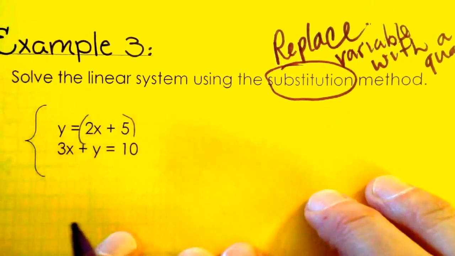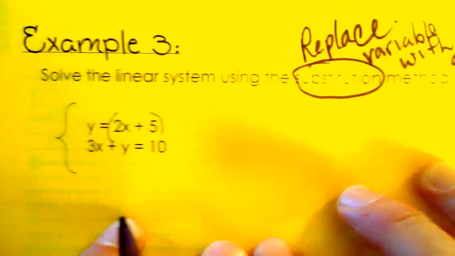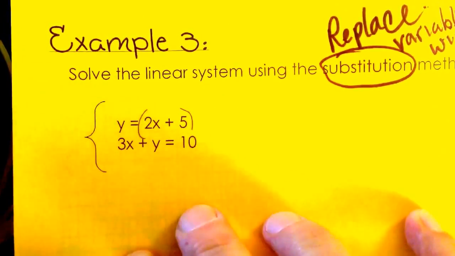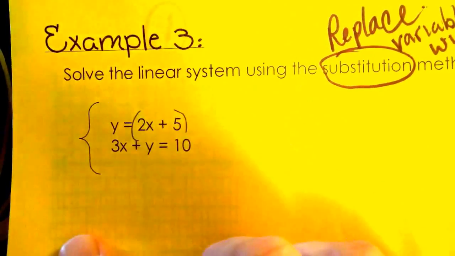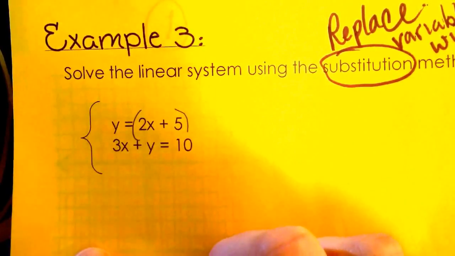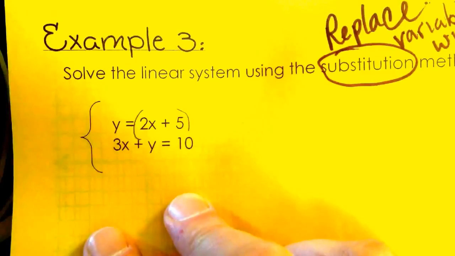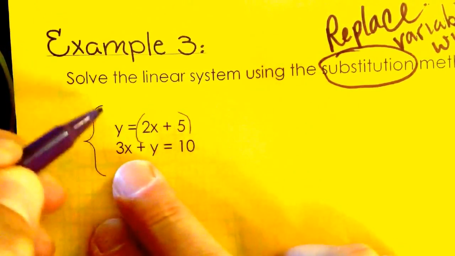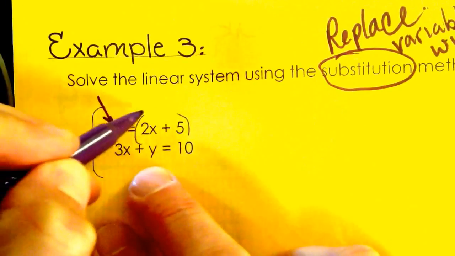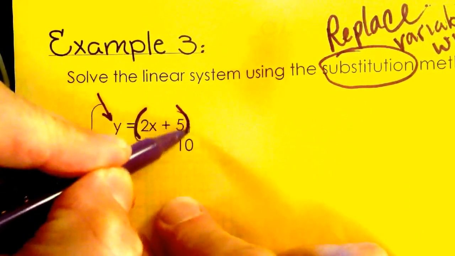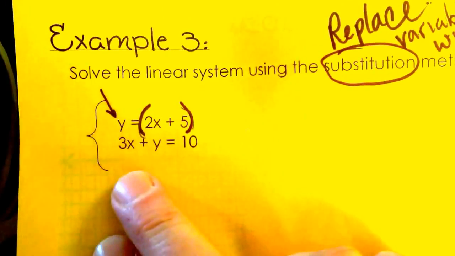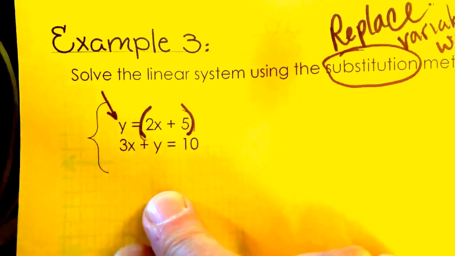So let's take a look at the two equations that we have here. I want you just to look at them and notice what we're looking at. The first one should be a very familiar form for us. y equals 2x plus 5. It's in slope-intercept form. We see that this y value actually equals this quantity, 2x plus 5. Looking at the other one, we have 3x plus y equals 10.